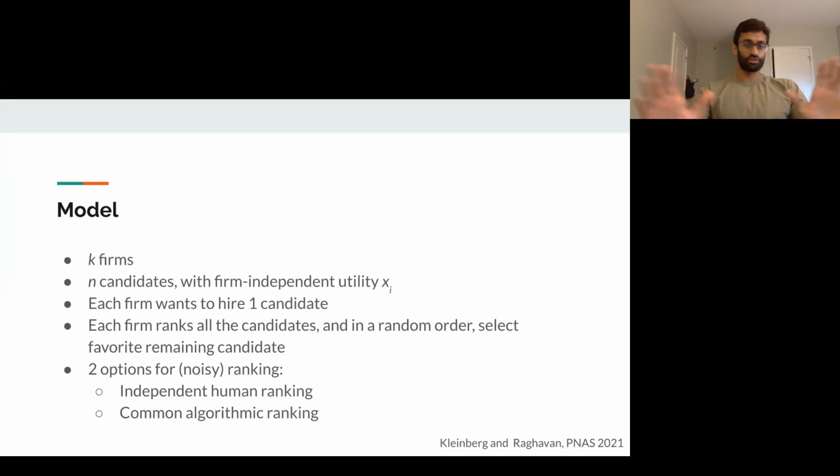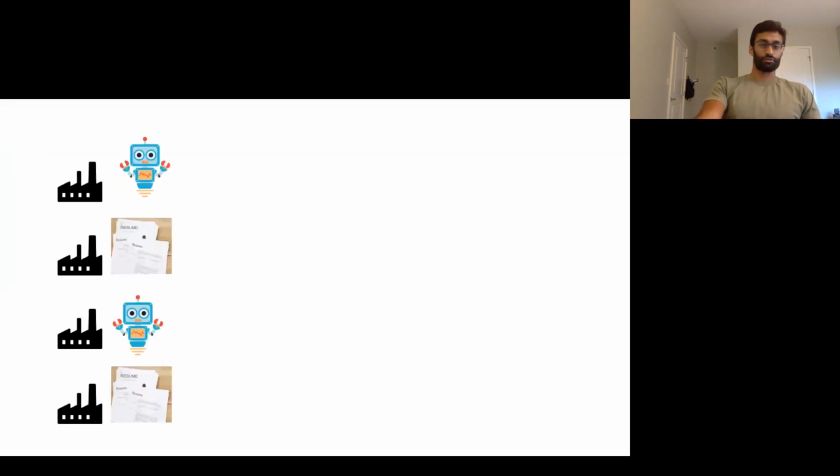Okay, great. So this is it. This is the model. And just to run through a quick example of what this will look like, suppose we have these four firms. The first firm and the third firm are choosing to use the algorithm. Firms 2 and 4 are using independent human decision makers just to look at resumes.